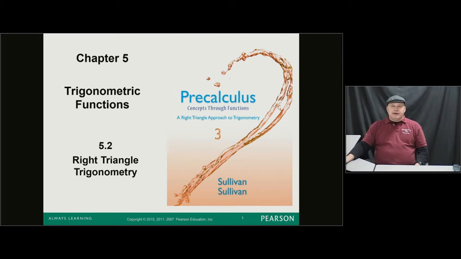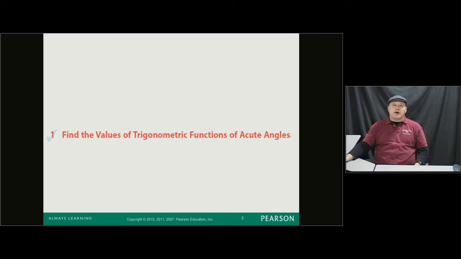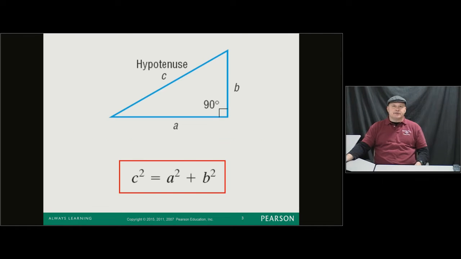Hello, in this module we're going to be continuing our discussion with trigonometry, more specifically right triangle trigonometry. So let's begin our discussion here. Okay, so we're going to find the values of the trig functions of acute angles.